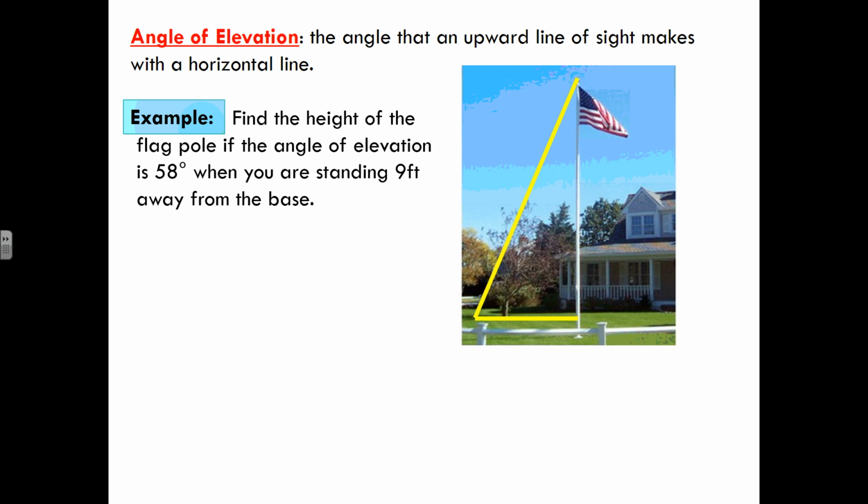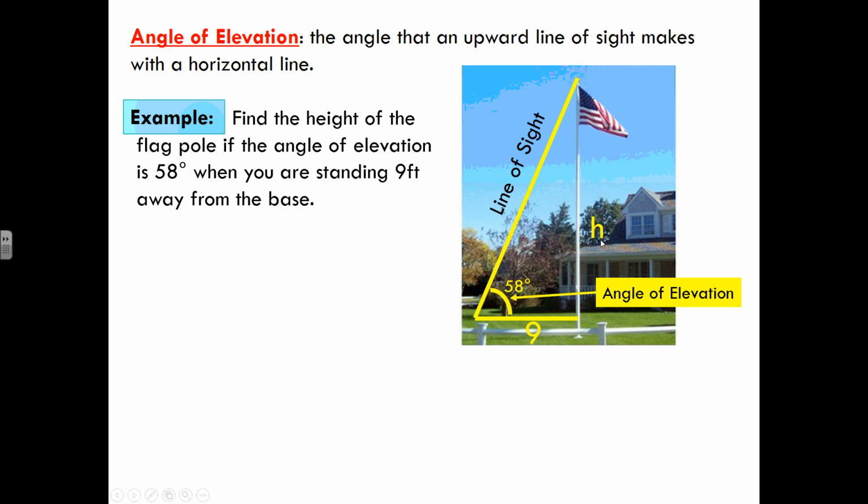So here's an example. Say I was standing on the ground over here looking up at the flagpole. This line right here is my line of sight. All right? And this right here is the horizontal. So the angle of elevation, when it says find the height of the flagpole with the angle of elevation is 58 degrees, this right here is my angle of elevation, and that is what is 58 degrees. Then it says you are standing 9 feet away from the base. So here's the base of the flagpole. I am standing over here 9 feet away. I'm looking for the height.